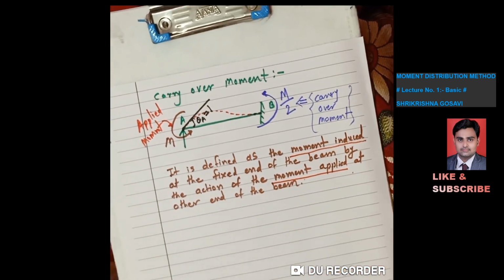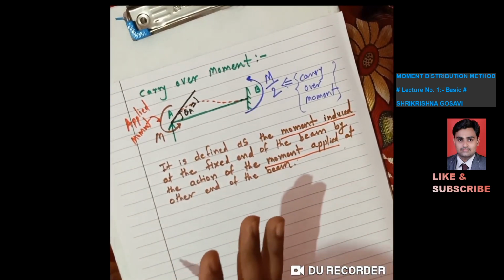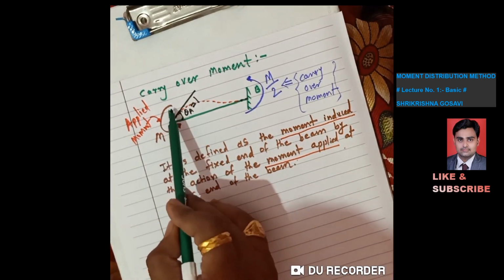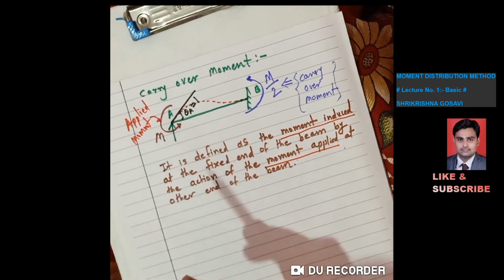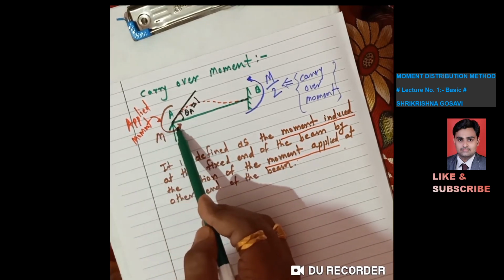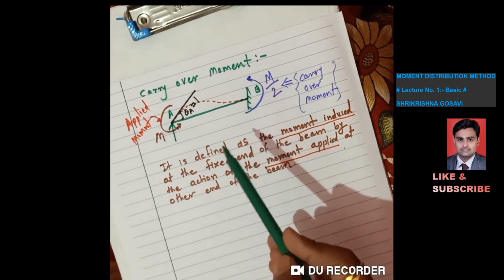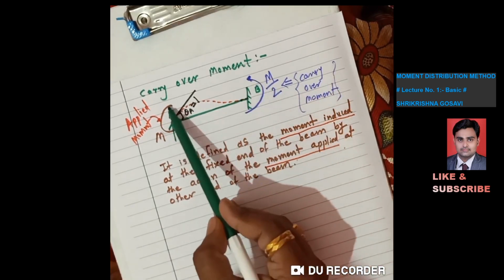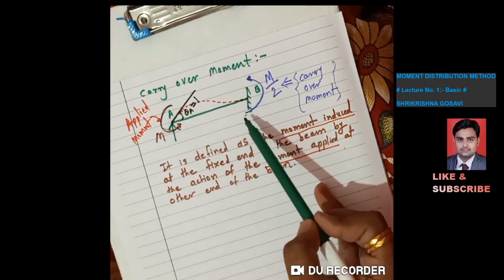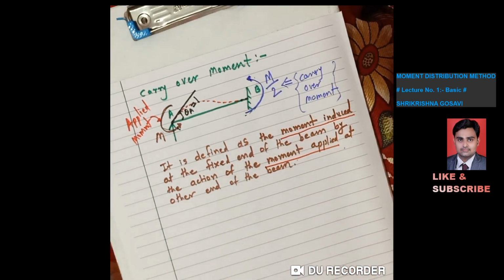So the next point comes into consideration after the carryover moment. I hope you are clear with this concept of carryover moment. In short, if I apply some moment at point A, that becomes my applied moment because I am applying that moment. Due to the moment applied at this end A, some moment automatically gets generated or induced at point B. So that generated moment at point B is known as the carryover moment.